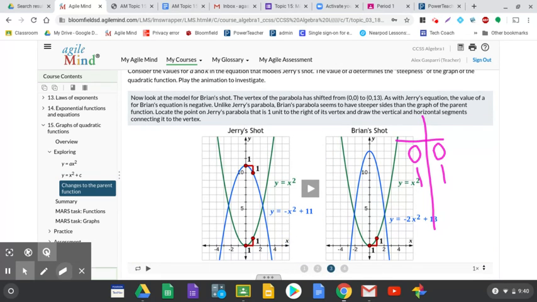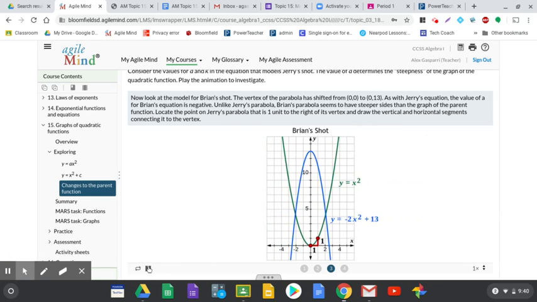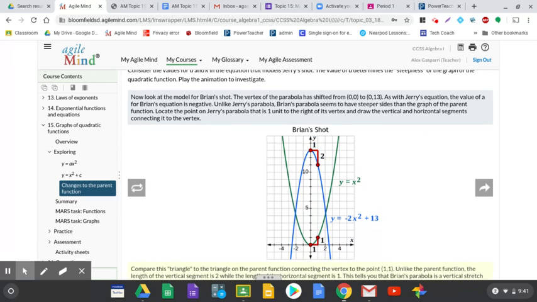Well, now if we take a look at this next animation, they're trying to show you that Brian's parabola was a vertical stretch because instead of having a horizontal and vertical length of 1 and 1, here to get from Brian's vertex to the next point, which is 1 over, you have a vertical length of 2, right?